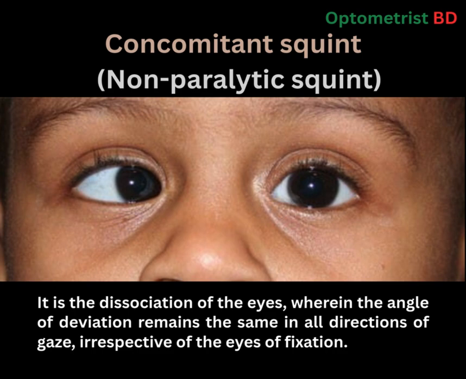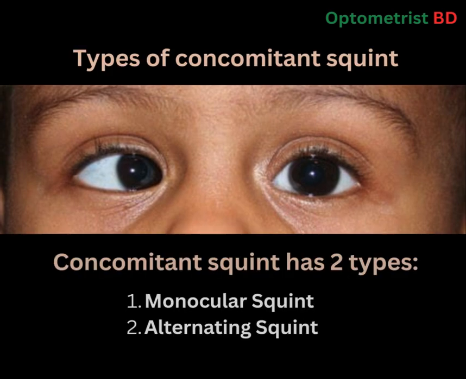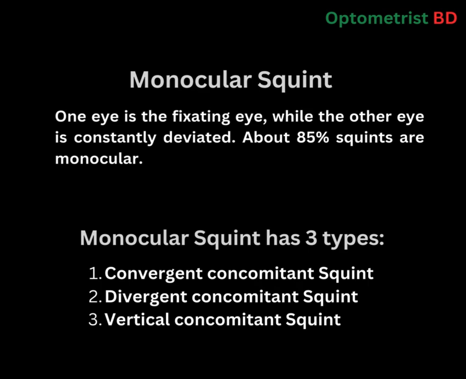Concomitant or non-paralytic squint. It is the dissociation of the eyes, wherein the angle of deviation remains the same in all directions of gaze, irrespective of the eye of fixation. Concomitant squint has two types. 1. Monocular squint. 2. Alternating squint. Monocular squint. One eye is the fixating eye, while the other eye is constantly deviated. About 85% of squints are monocular.